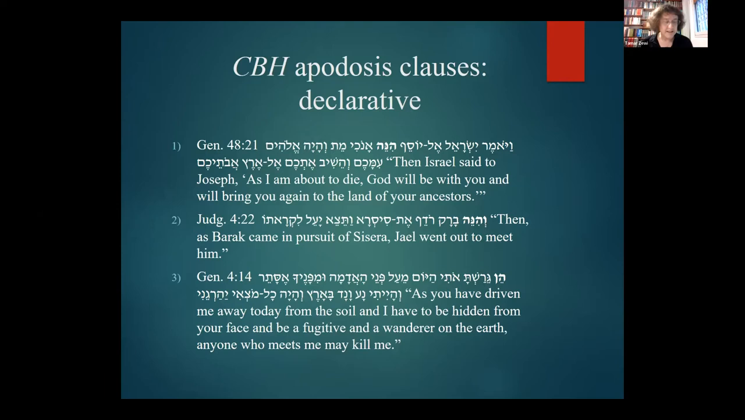Declarative clauses serving as apodosis clauses are the following. One, Genesis 48:21, ויאמר ישראל אל יוסף, הנה אנוכי מת, והיה אלוהים עמכם, והשיב אתכם אל ארץ אבותיכם. Then Israel said to Joseph, I am about to die, but God will be with you and will bring you again to the land of your ancestors.